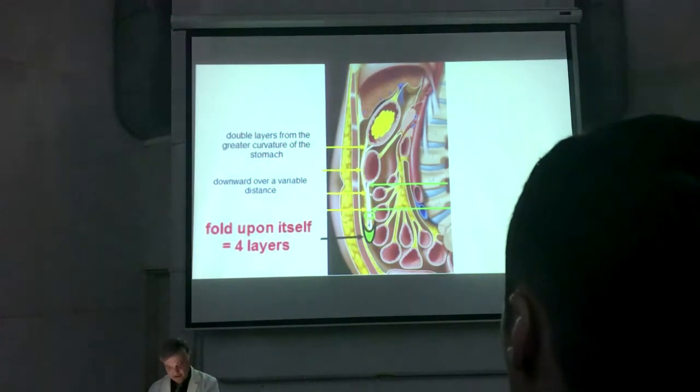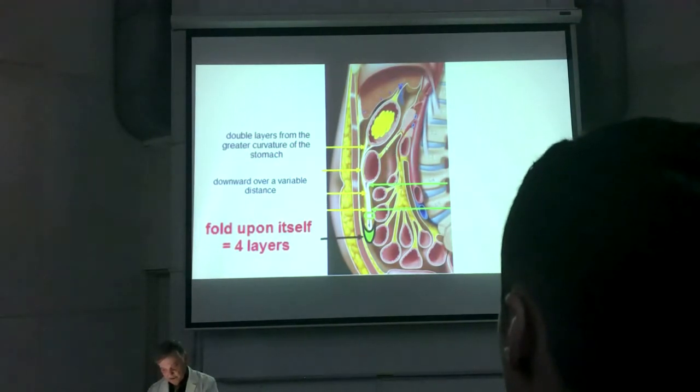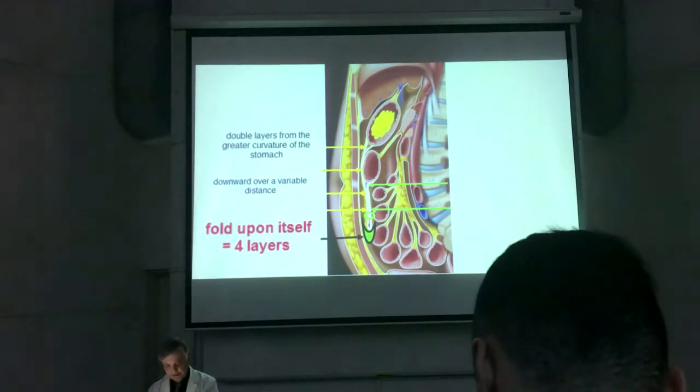These 4 layers, okay, the posterior 2 will cover the transverse colon and meet superiorly and make a transverse mesocolon, and it has its root on the posterior abdominal wall. So this is the story of the greater omentum.